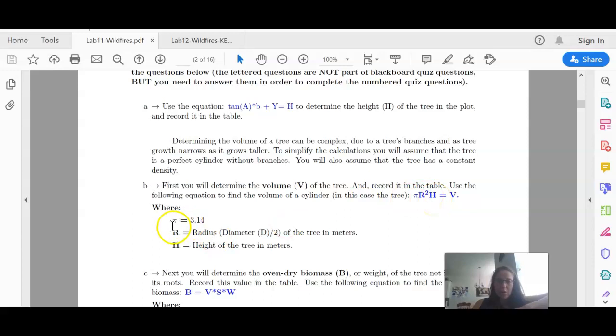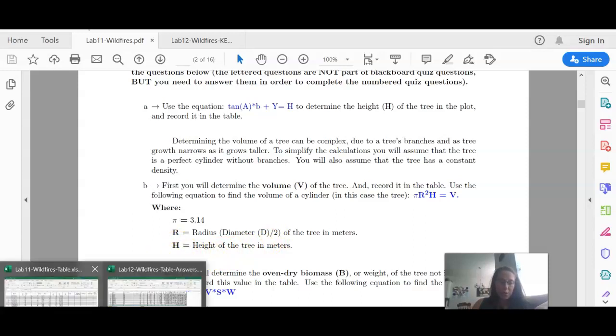Okay? So pi we're just going to simply put as 3.14. The radius is equal to half of the diameter of the tree in meters, and you are given the diameter. And then h is the height of the tree in meters, which we just calculated. So let's go ahead and do that.